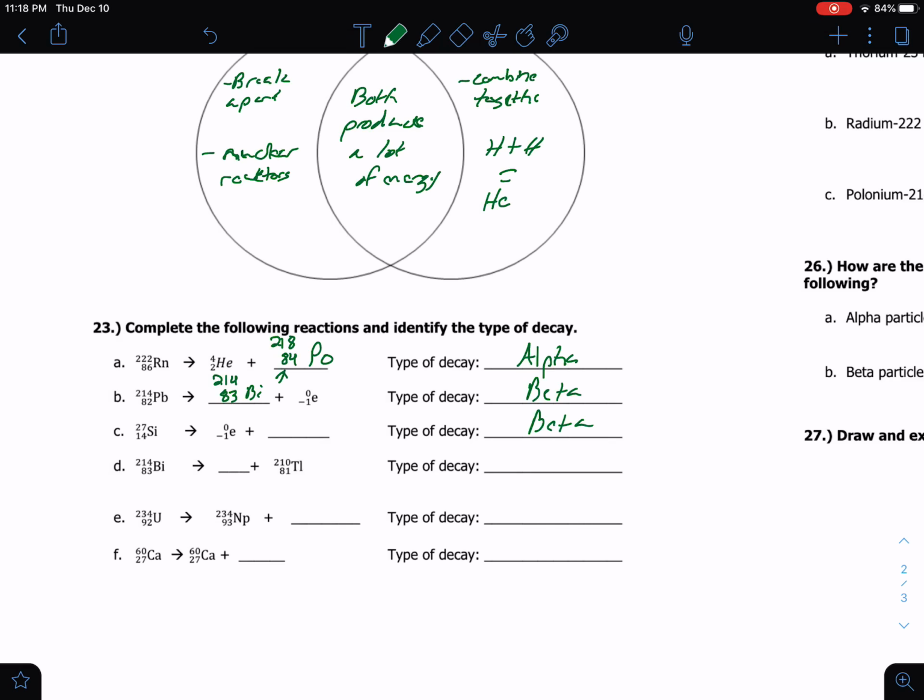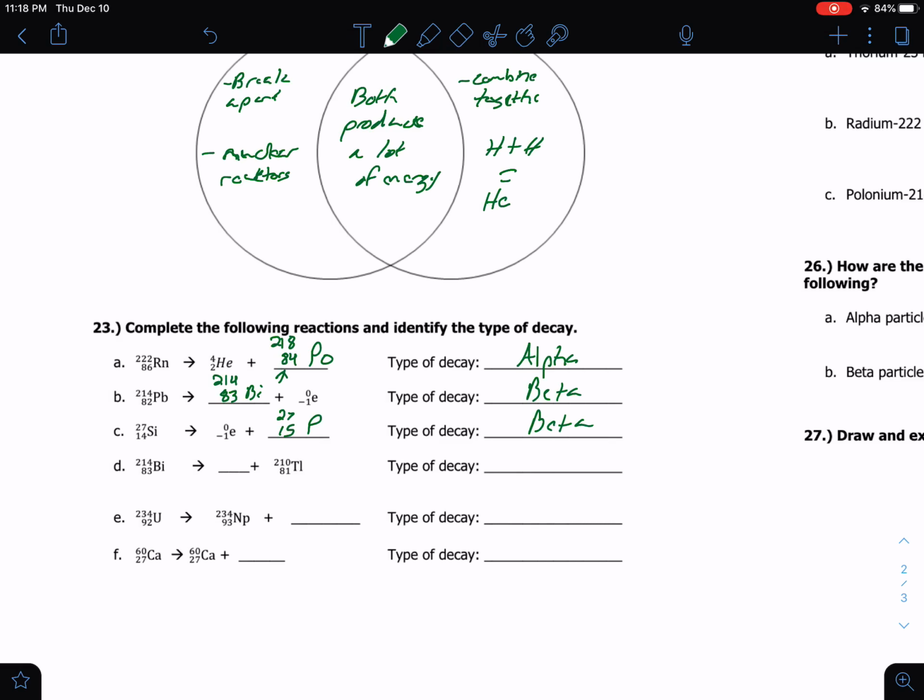I have 14 on bottom on the left, so I need to have 14 on bottom on the right. So what minus 1 gives me 14? Okay, so that's going to give me 15. My mass didn't change, so I'm going to keep that as 27 on top. And 15 is going to be phosphorus.